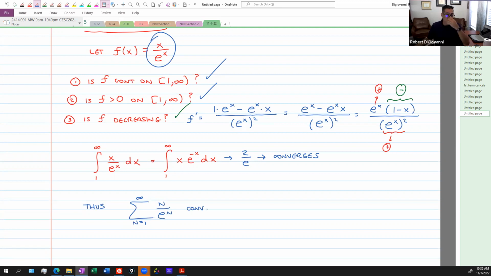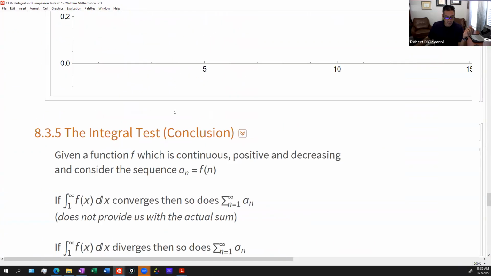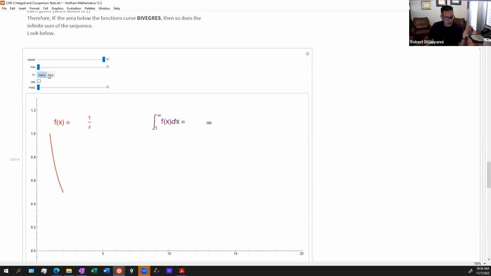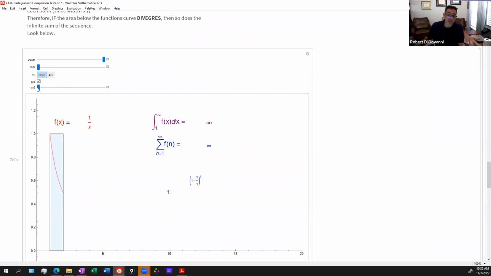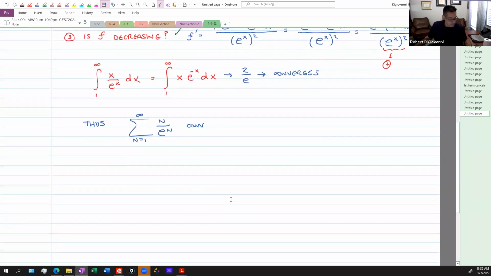Because remember, in the picture that I showed you, the integral test is using these rectangles to convince us that whatever one of them does, the other one does as well, but they're not going to the same numbers. So just keep that in mind. The test doesn't tell you, if it converges, what it goes to, it just tells you that it converges. All right.